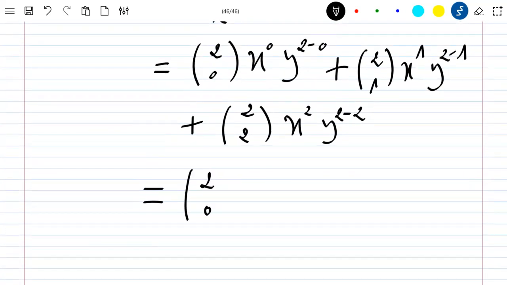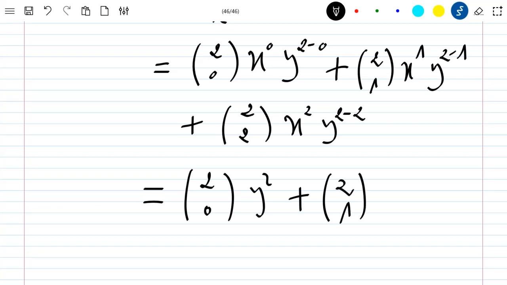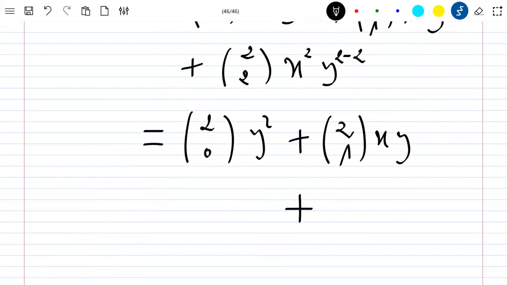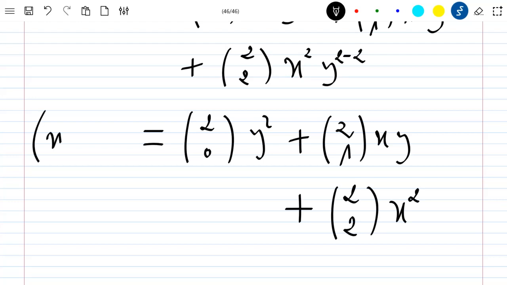So this is again 2 choose 0, x power 0 is 1, and y power 2 minus 0 is y square, plus 2 choose 1, x power 1 is x, and y power 2 minus 1 is y, plus this last term, 2 choose 2, x square, and y power 2 minus 2 is y power 0, which is 1. So we get finally (x plus y) square, which is this one.